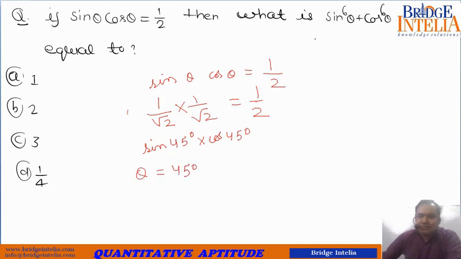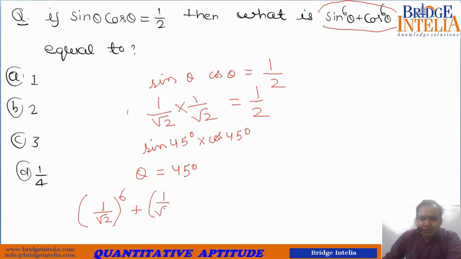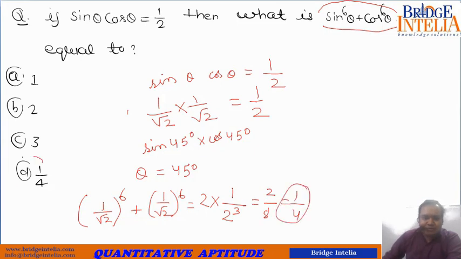So now we already know that sin 45 degrees is equal to 1 by root 2. Now based on that, we can find the value of this expression. So 1 by root 2 to the power 6 plus 1 by root 2 to the power 6. So this is 2 times 1 by 2 cube. So 2 by 8, 1 by 4. So 1 by 4 will be the answer. Now let's see another example last.